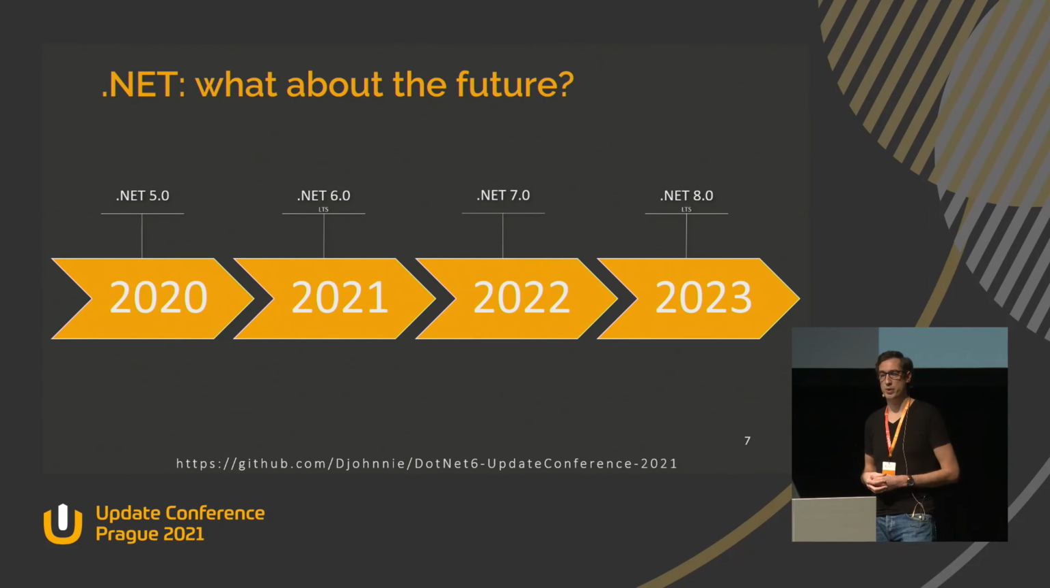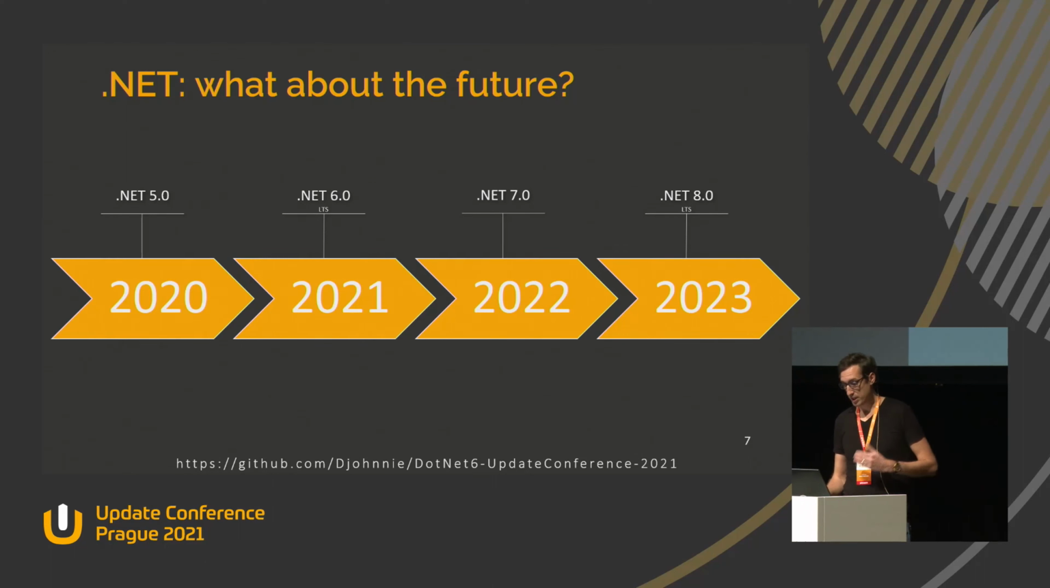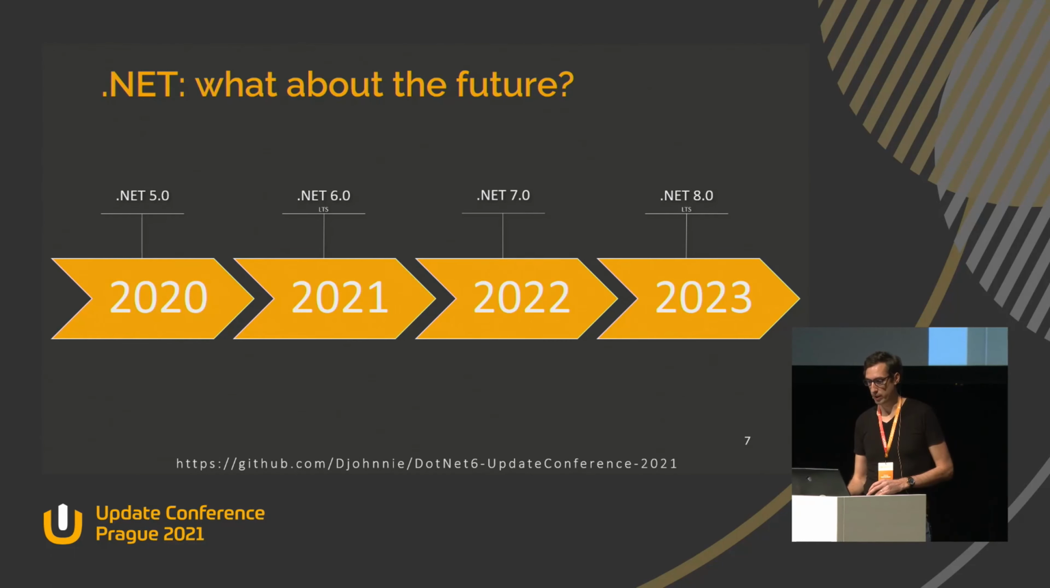This year, 2021, actually a few weeks ago, beginning of November, they released .NET 6, and that's what I'm going to talk about today. And each coming year, Microsoft has decided to create a new major version of .NET. So there will be many changes. Things will grow very, very quickly.